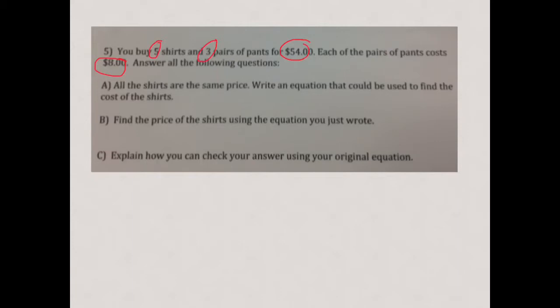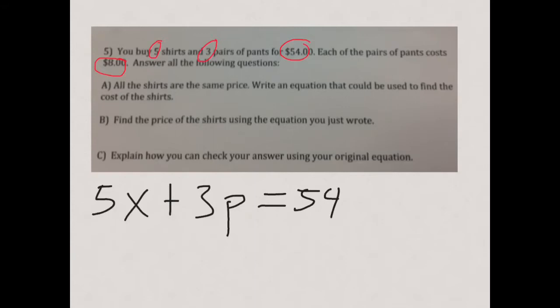Now, do I see anywhere where I have any important terms? Do I see any functions? No. Now let's look at A. All the shirts are the same price. Write an equation that could be used to find the cost of the shirts. Well, let's see, I bought 5 shirts, and then 3 pairs of pants for $54. So I can start by writing something out like this.